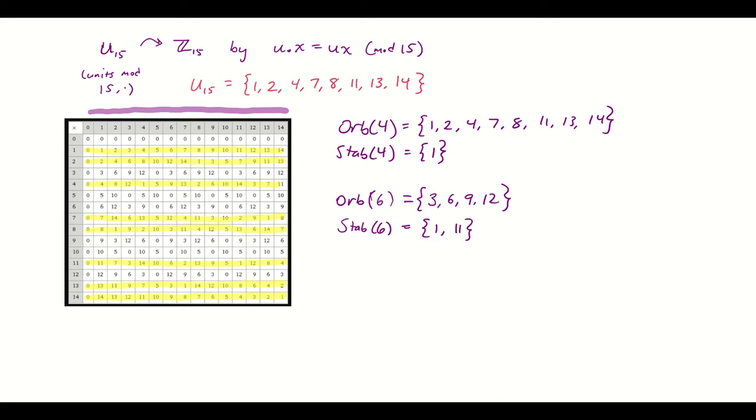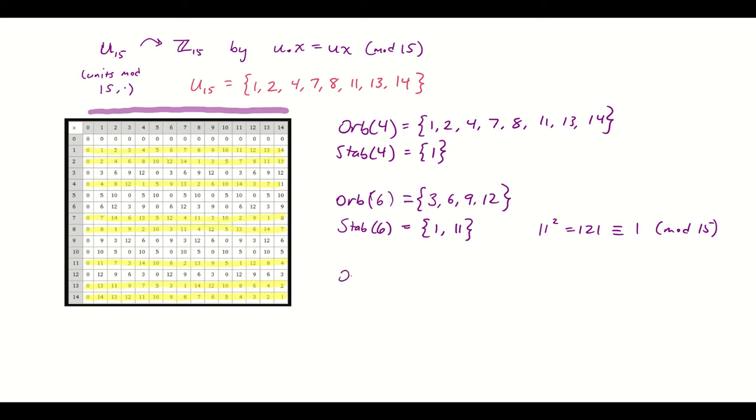And if you don't believe that's a subgroup, well, please refer to my previous video that says stabilizers are subgroups. But if you're wondering whether 11 squared is actually 1, well, check it out. 11 squared is 121, which is congruent to 1 mod 15, because 120 is a multiple of 15. So that's my orbit and stabilizer in that case.